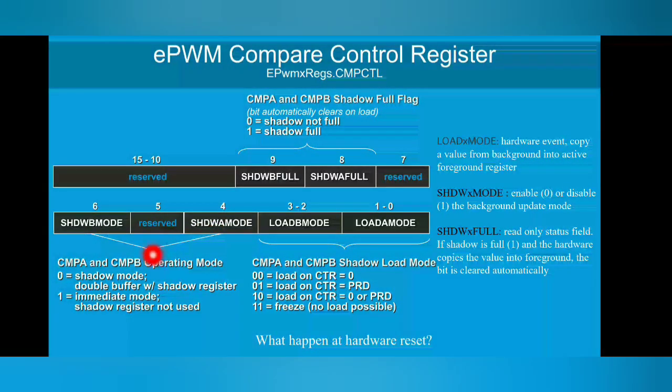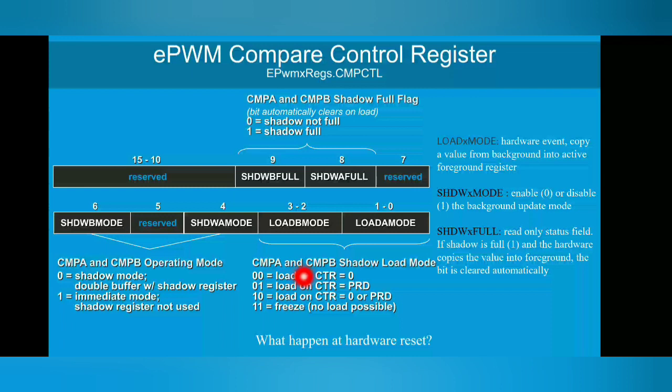So by default, it will always be enabled, and the load mode will be, okay, your shadow register will load the value from the foreground register into the background register when the counter equals 0. So by default, load on counter equal to 0, and the shadow is active during this case.